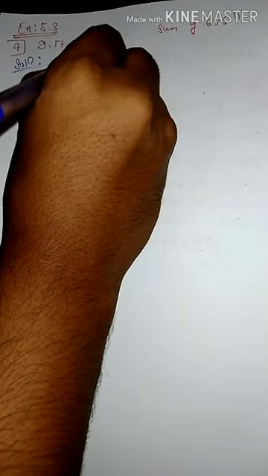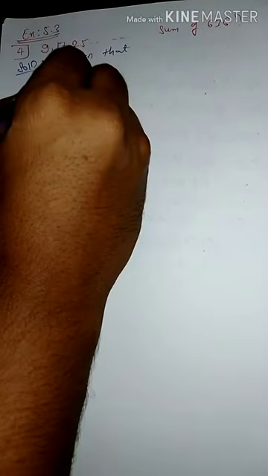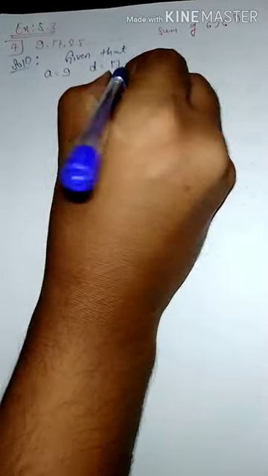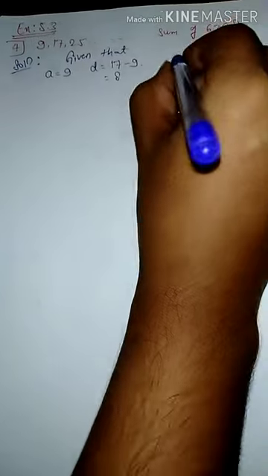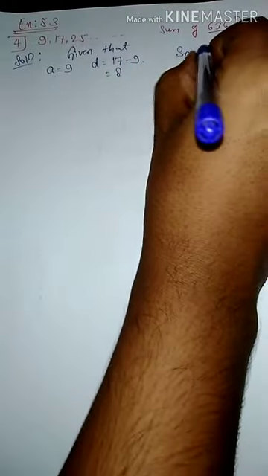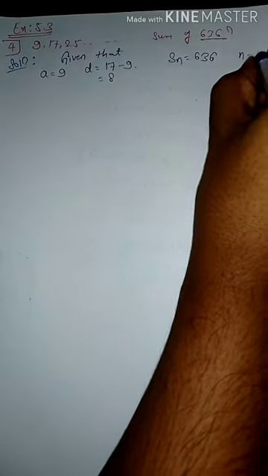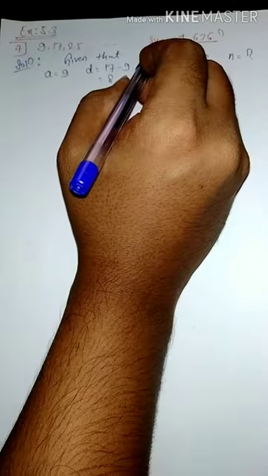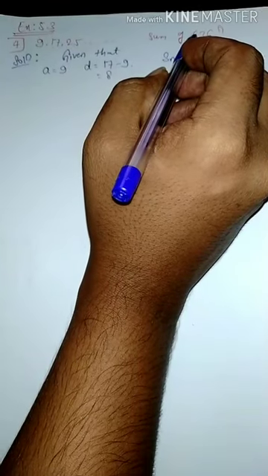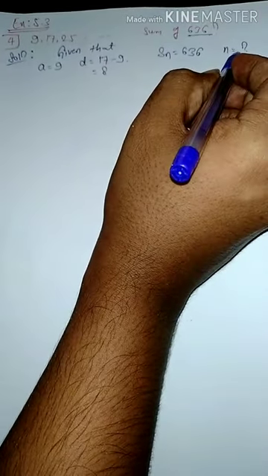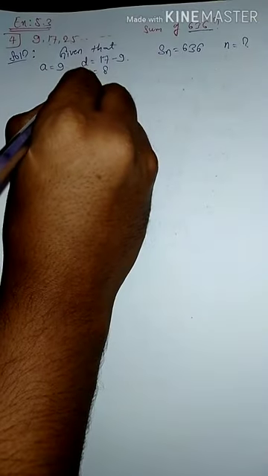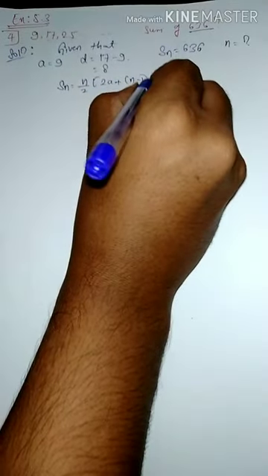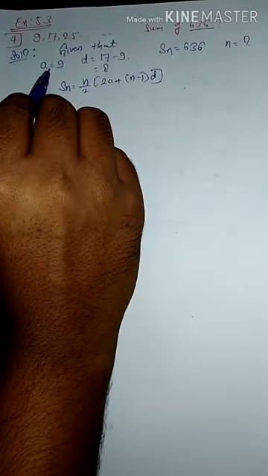Given that, here a is equal to 9 and d is equal to T2 minus T1, 17 minus 9 is 8, and the sum of the AP, Sn, is equal to 636, but we need to calculate n. How many terms of the AP 9, 17, 25 and so on make a sum of 636 is the question. Therefore we need to calculate n, the number of terms of the AP. So we know the formula Sn is equal to n by 2 into (2a plus (n minus 1) into d), the formula to find the sum of n terms of an AP. Now substitute all the values in this formula.